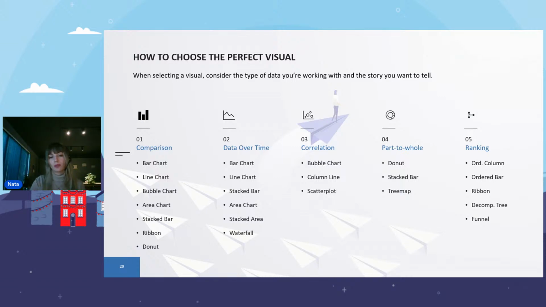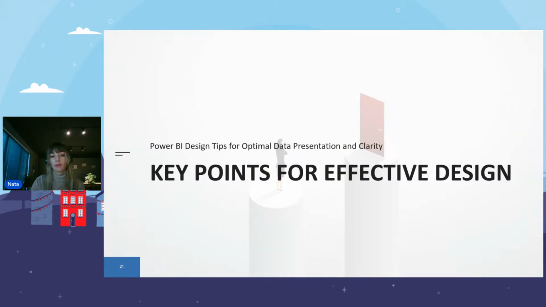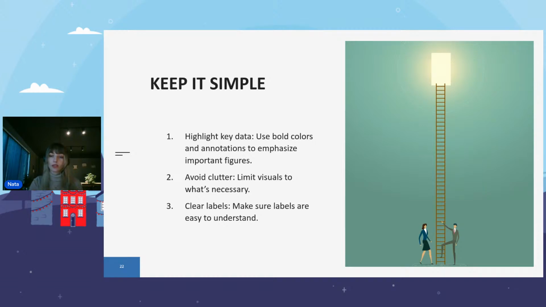So now that we've covered the popular chart types, I will present some key points for effective design. First, and my favorite one, is to keep it simple. A clean and simple design ensures that your audience can understand what is happening. So highlight key data points, use bold colors or other design elements to make important figures stand out, and try to avoid clutter. Every visual element should have a clear purpose. Too many visuals or excessive data can overwhelm the viewers.